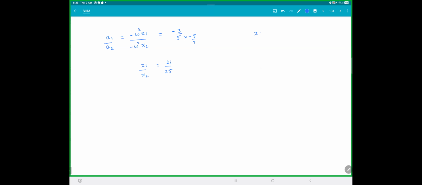And we also know x is equal to x1 plus x2. So if you substitute here, we get x is equal to x1 plus x2, which will be 46 x1 by 21. So we get x1 is equal to 21 x by 46.